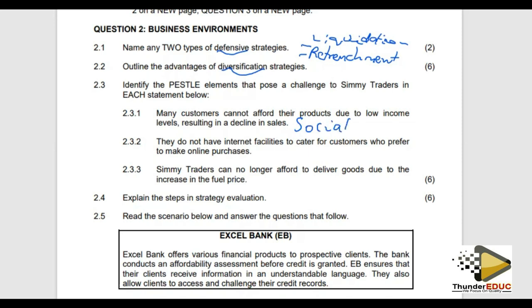So now, moving on to the next aspect, we have 2.3.2. They do not have internet facilities to cater for customers who prefer to make online purchases. So this one, because of internet facilities, we can say it calls for technology.